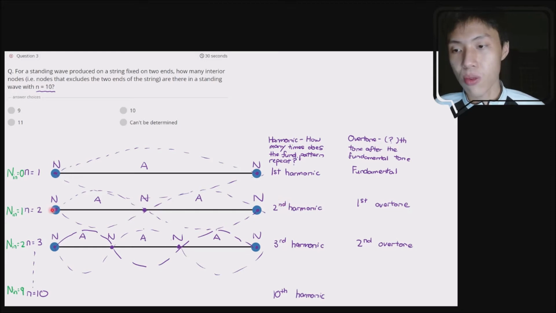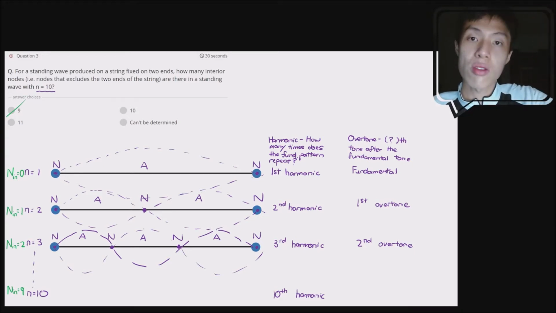If it's the second harmonic, the interior node is 1, so 1 is 1 less than 2. Third harmonic, the interior node is 2, which is also 1 less than 3. So if it's the 10th harmonic, your number of interior nodes should be 9, 1 less than 10. Therefore, the answer is 9 interior nodes. This is how you think about the question. You think about it logically, then you deduce what will happen if n is equal to 10. Okay, so let's move on to the next question.